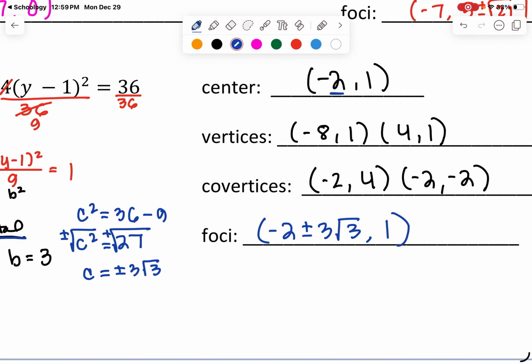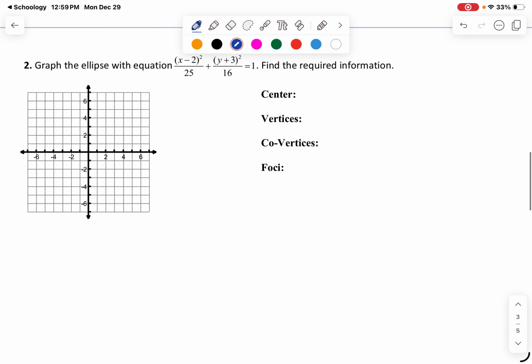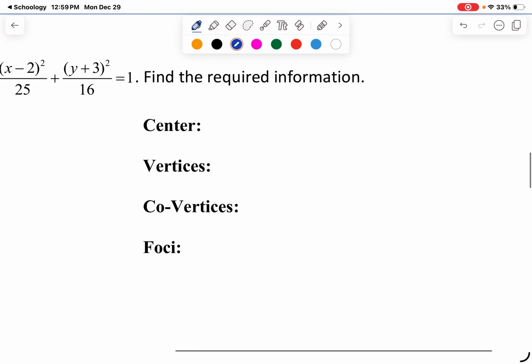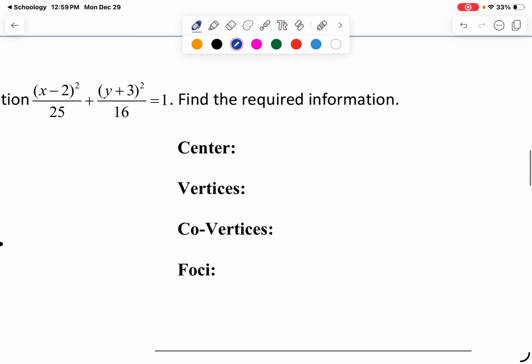All right, so now let's go ahead and graph these, right? Let's try some graphing. Let's go ahead and do all that information and then just graph it. That's what I'm going to do here. So first off, orientation, right? This is bigger, so it is horizontal. And I'm just going to put an H for horizontal to remind myself. Center is 2, -3.